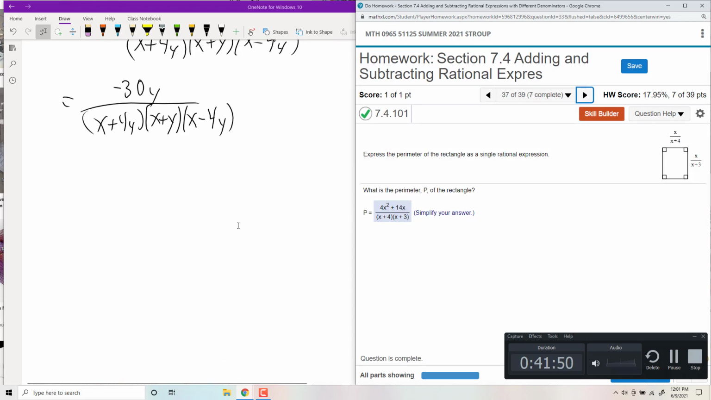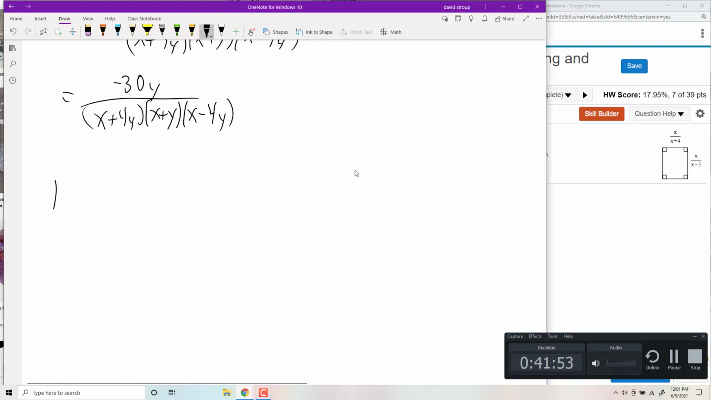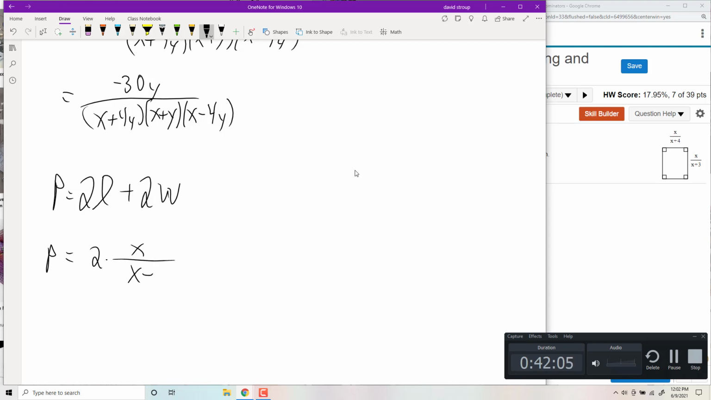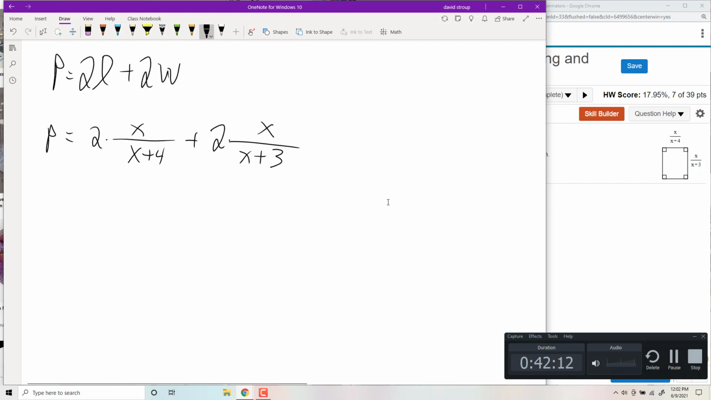Okay, some applications. So first, finding perimeter of a rectangle. Remember, perimeter is 2 times length plus 2 times width. So we'll need to take the expressions for length and width and multiply them by 2. So first 2 times, you see on the box on the side, x over x plus 4, plus 2 times x over x plus 3. Okay, I'm going to multiply those out first. So 2 is the same as 2 over 1, multiply straight across. 2 times x, 1 times x plus 4 is x plus 4, plus 2 times x over 1 times x plus 3 is x plus 3.